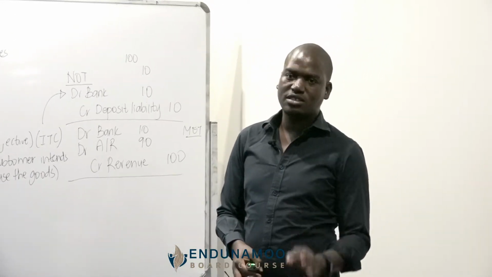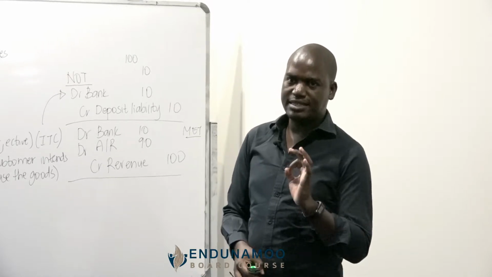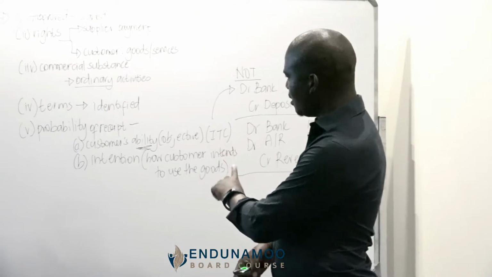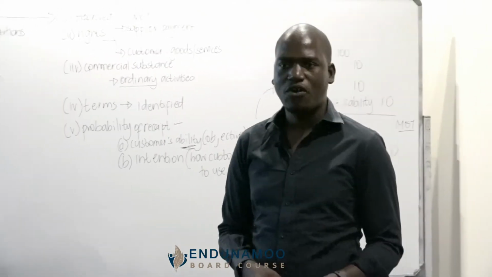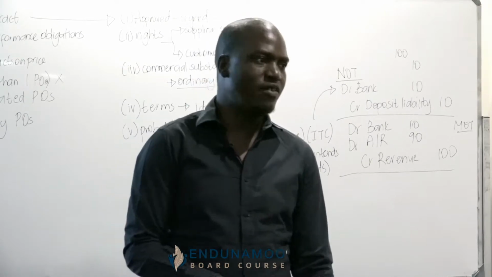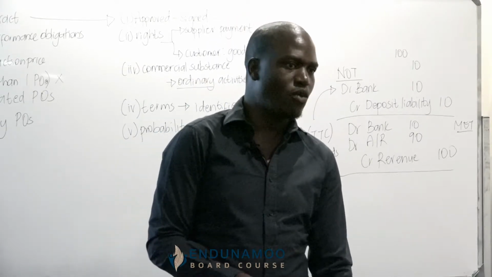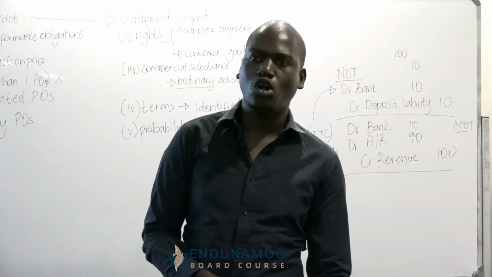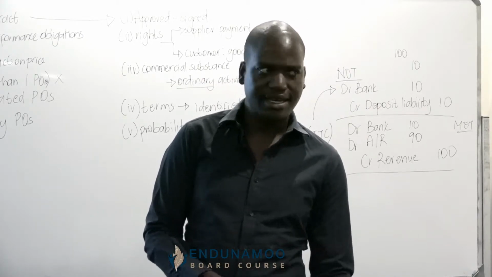So it seems that on step number 1, it is a matter of deciding whether the contract should be accounted for in terms of IFRS 15 or not. And for you to do that, you have to consider all the 5 requirements individually and make sure they are all met at the end of the day. Is that clear?